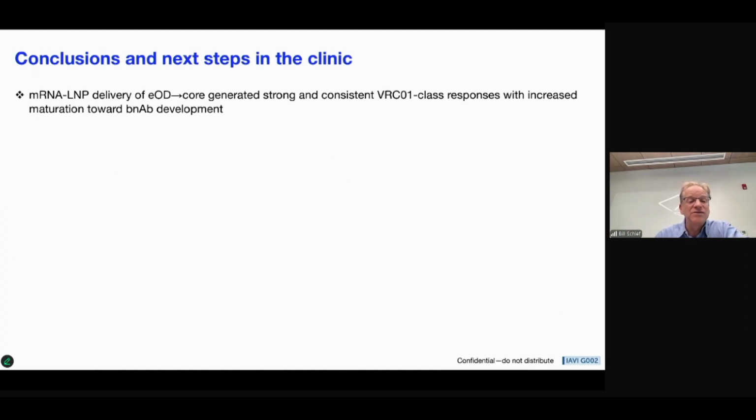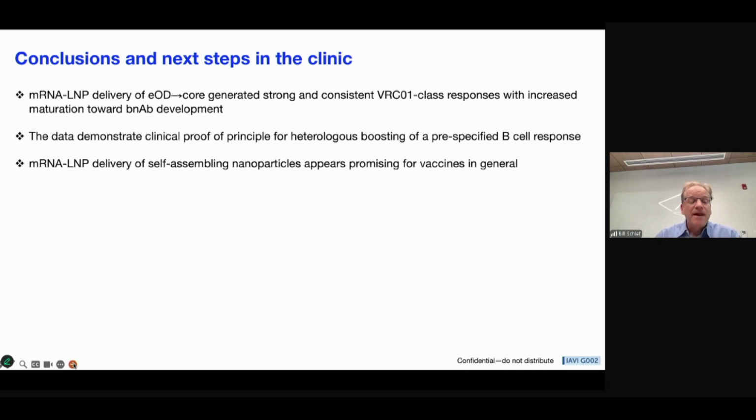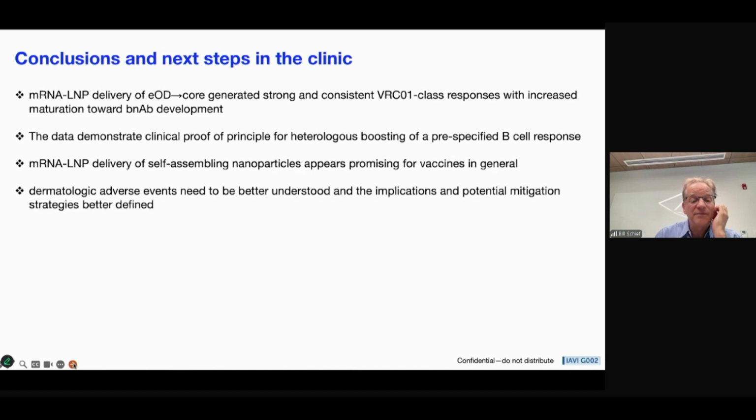So conclusions from these studies: mRNA LNP delivery of the EOD to core regimen generated strong and consistent VRC01 class responses with increased maturation toward BNAB development. The data demonstrated clinical proof of principle for heterologous boosting of a pre-specified B cell class. mRNA LNP delivery of self-assembling nanoparticles appears promising for vaccines in general. I think this is the first human data from mRNA delivery of self-assembling nanoparticles.